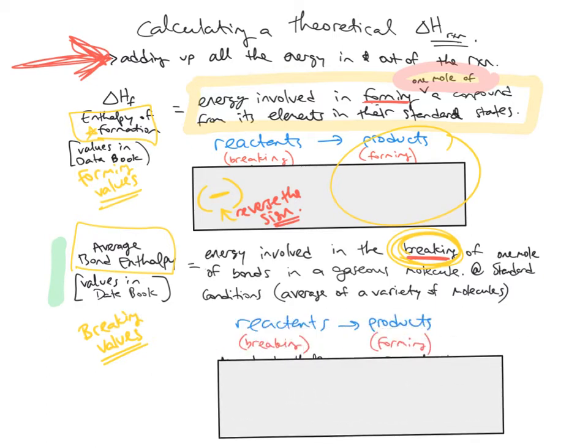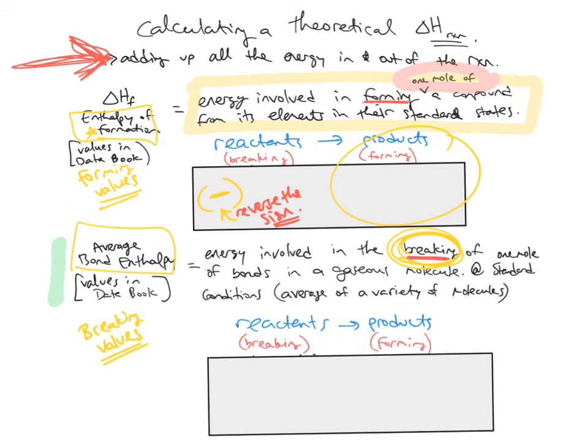So when we look at our reactants, we will use those values as is, no problem, right? But now when we're forming our products, if we're using bond enthalpies, we have to reverse the sign here, okay? So it's kind of opposite for the two different reactions.